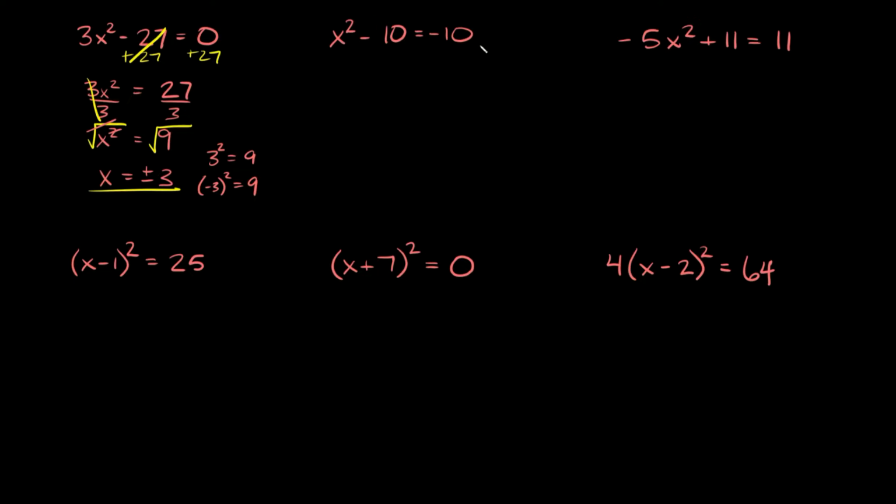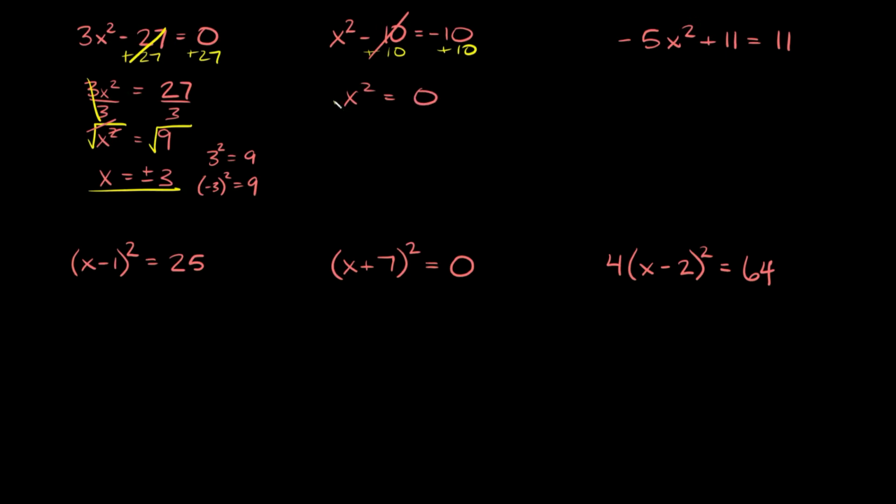All right, let's go to the next one over here. So we have x squared minus 10 is equal to negative 10. To solve for x, we'll get rid of this minus 10 by adding 10 to both sides. These cancel out. So then we get x squared is equal to negative 10 plus 10, which is equal to 0.